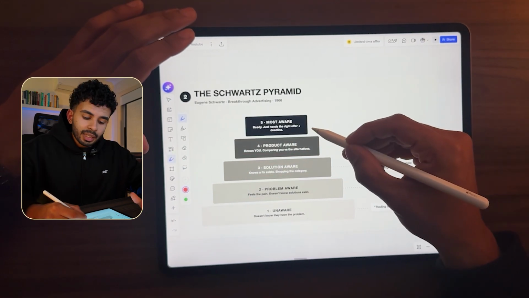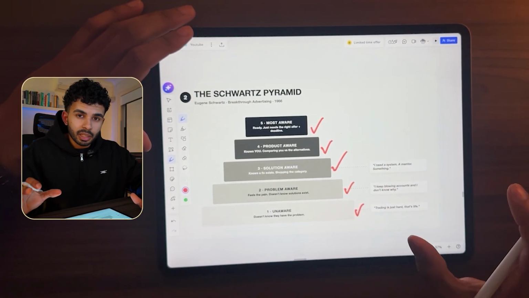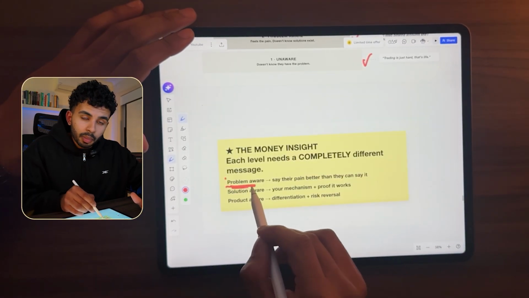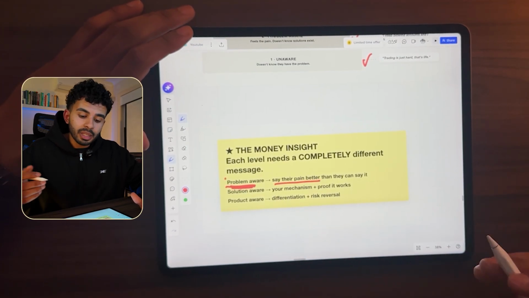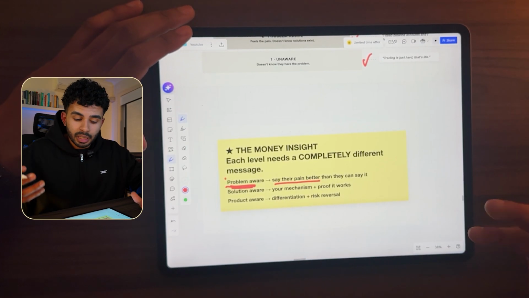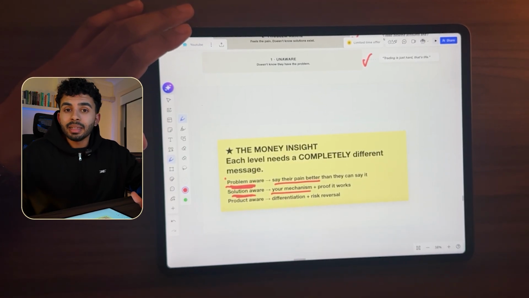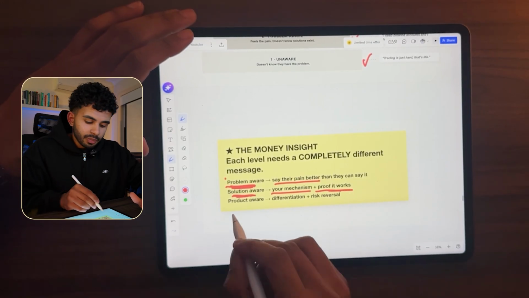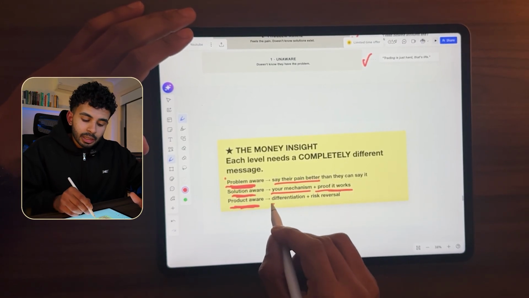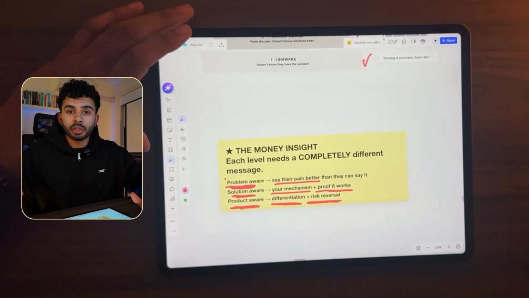Now, the key thing is each level of awareness needs a completely different message. For example, for people that are problem aware, in your messaging, you need to be able to say their pain points better than they can say or express it themselves. For people that are solution aware, you need to explain your mechanism or your system and show social proof that it works. For people that are product aware, you need to explain your differentiation in the market and have a good amount of risk reversal in your offer.